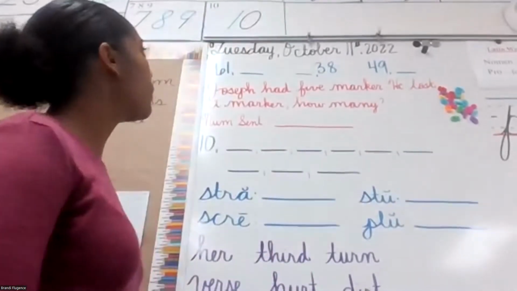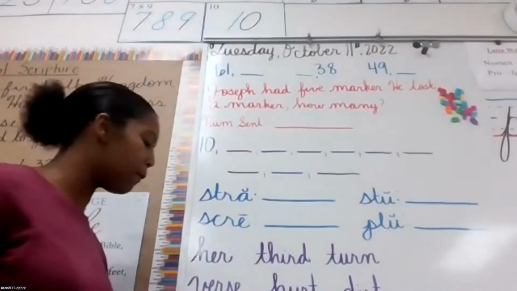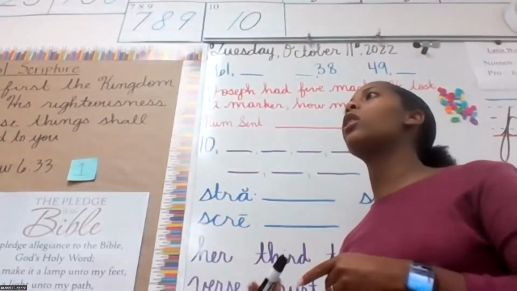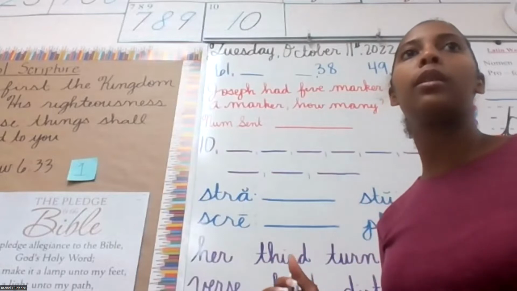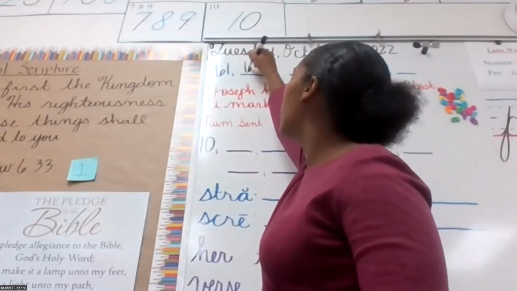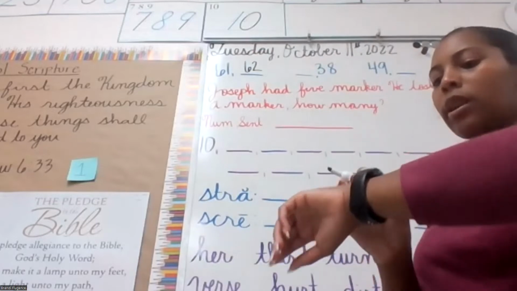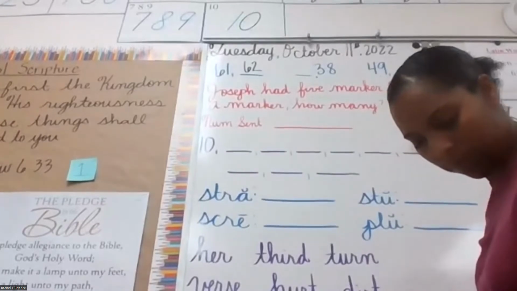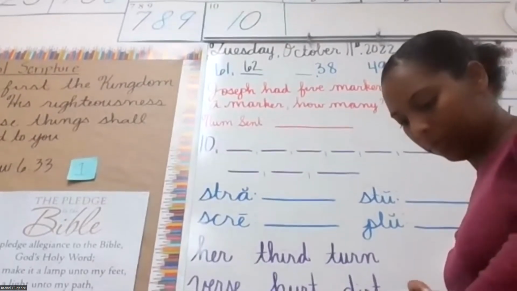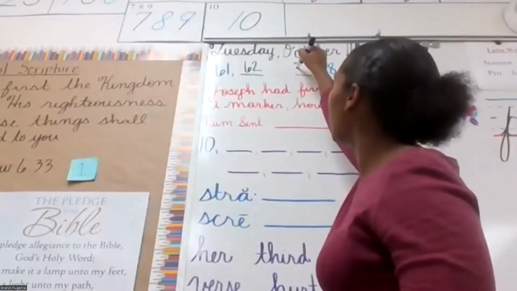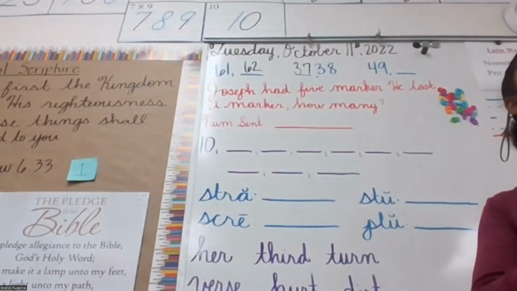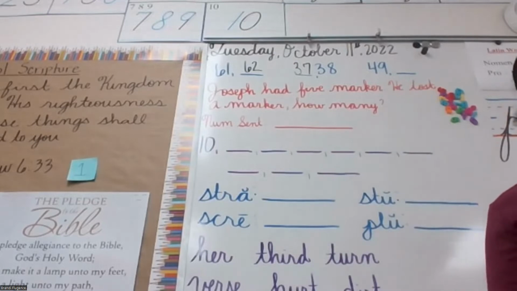All right, let's go ahead and cover a couple of things on the board. So let's talk about numbers that come before and after. So I have 61. What number comes after 61 when counting by ones? 62. What about 38? What number comes before 38? Asa? 37. And then 49. What number comes after 49 when counting by ones?